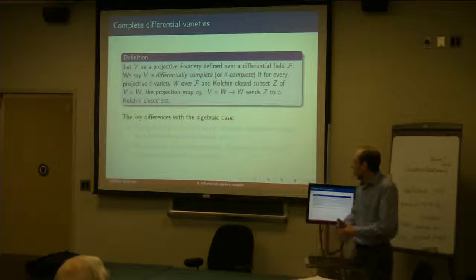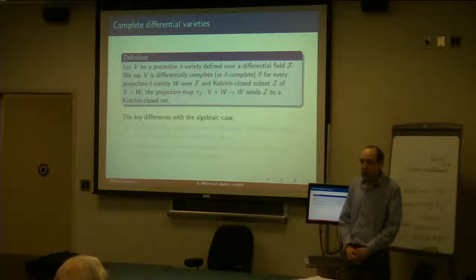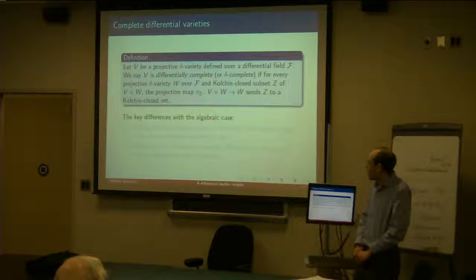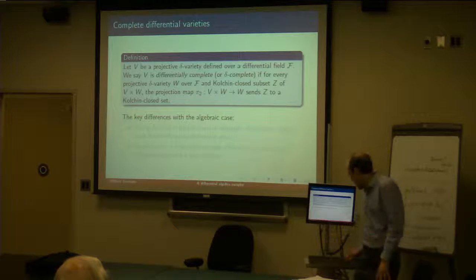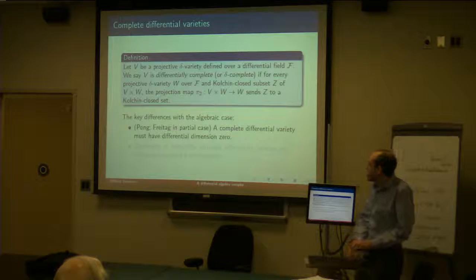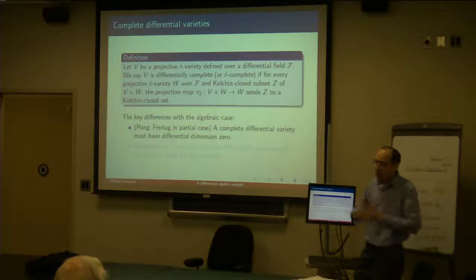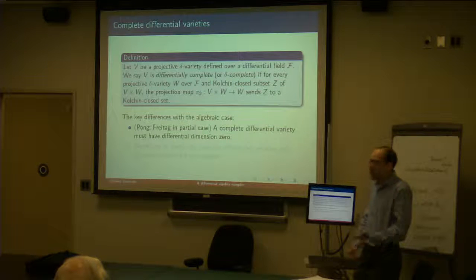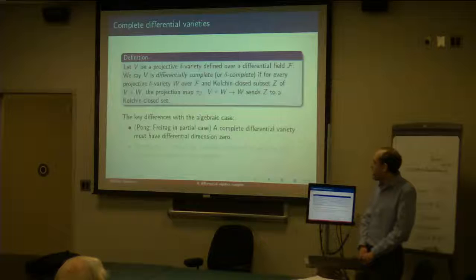So a lot of the properties carry over without change. The proofs don't have anything to do with the fact that you have a derivation or derivations floating around, but there are a couple of big ones. And the first one, both looked at by students of Dave, is that complete differential varieties have to be small in some sense. So it must have differential dimension 0, where the usual differential transcendence degree is what I'm referring to here.